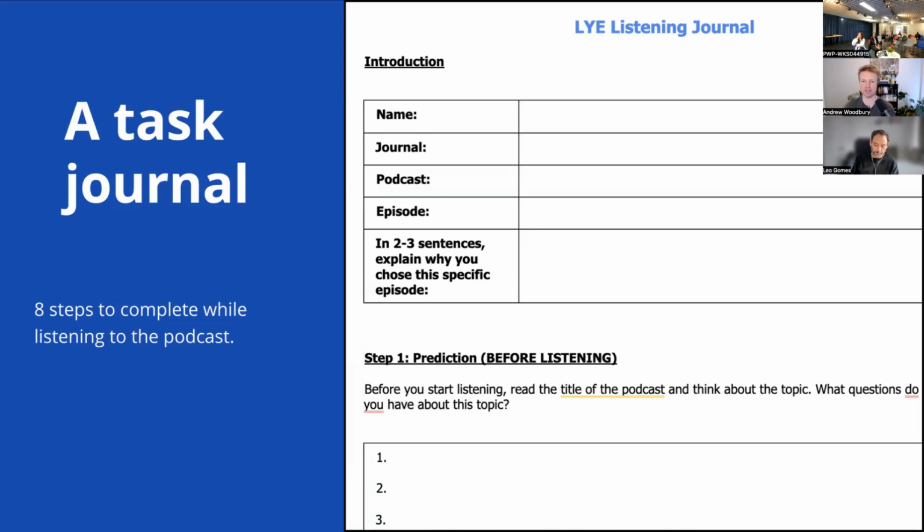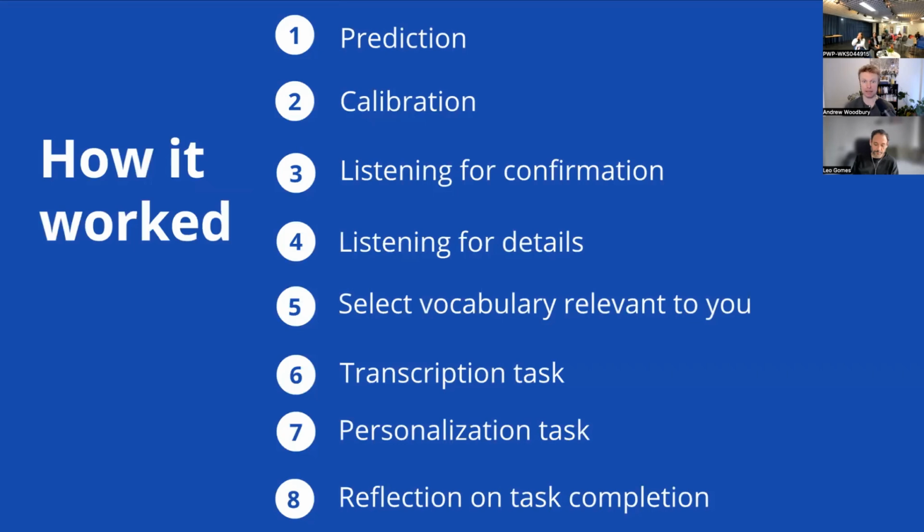In this case, we're giving it to them, but in theory, this is transferable. So when they're just choosing any podcast that they wanted to listen to, they would explain it there. And then going through the first task, which is prediction or before listening. And the 8 tasks that the journal walks them through are here.